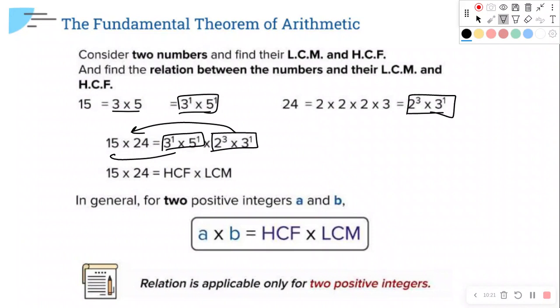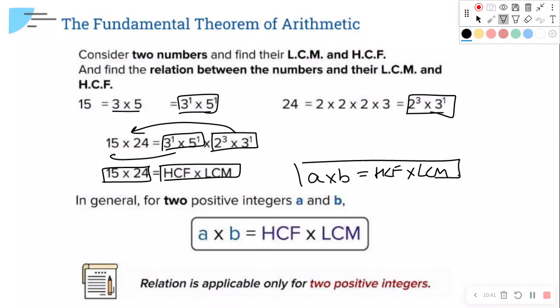So can I say that if I multiply the two numbers, the answer will be the multiplication of HCF and LCM. Hence we can prove that if I have two numbers A and B, then A into B will be nothing but HCF of A and B into LCM of A and B. That is how you solve this question. This you have to apply in the coming questions.